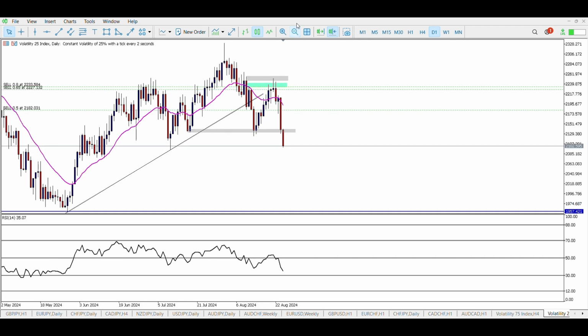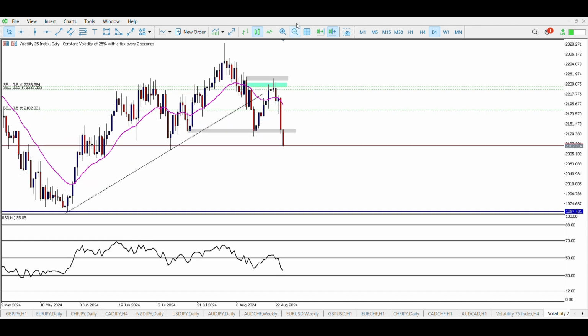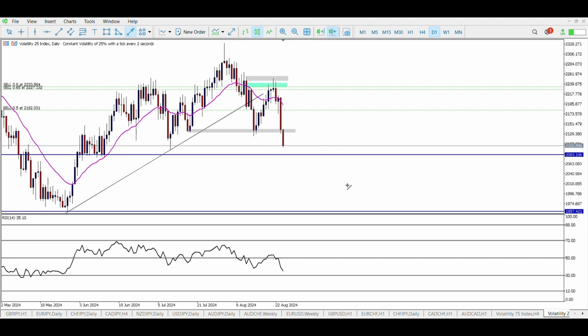So that being said, what I want to do now is to take some partials off, but before that I just want to mark out potential reversal zones. So what do I look for? I look for support. All right, and this right here is a perfect area to do that. So we have support here. This is likely to be a potential reversal zone.